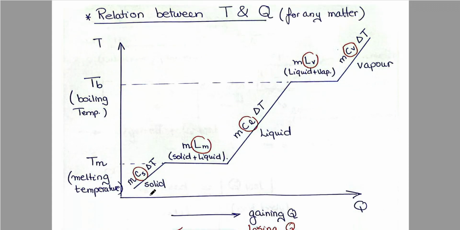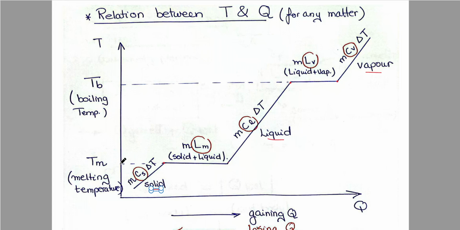First of all, now we have solid, liquid, and vapor. This is not ice and this is not steam. In general, it is solid, liquid, and vapor. When you are changing from solid to liquid, use m multiplied by the latent heat of melting, Lm. And if you are changing from liquid to vapor, use m Lv, which is the latent heat of vaporization.